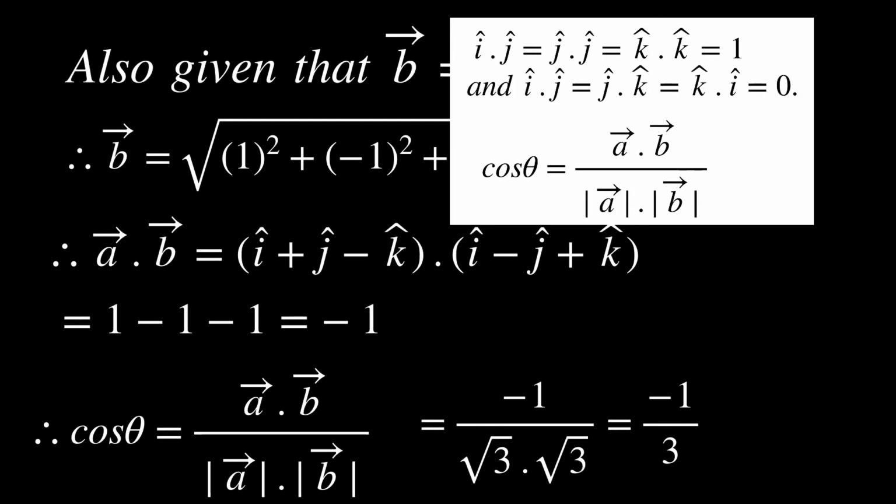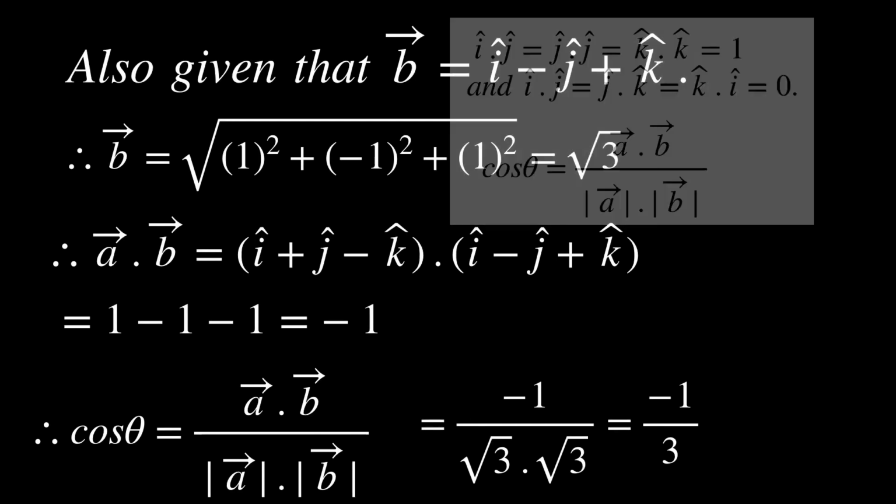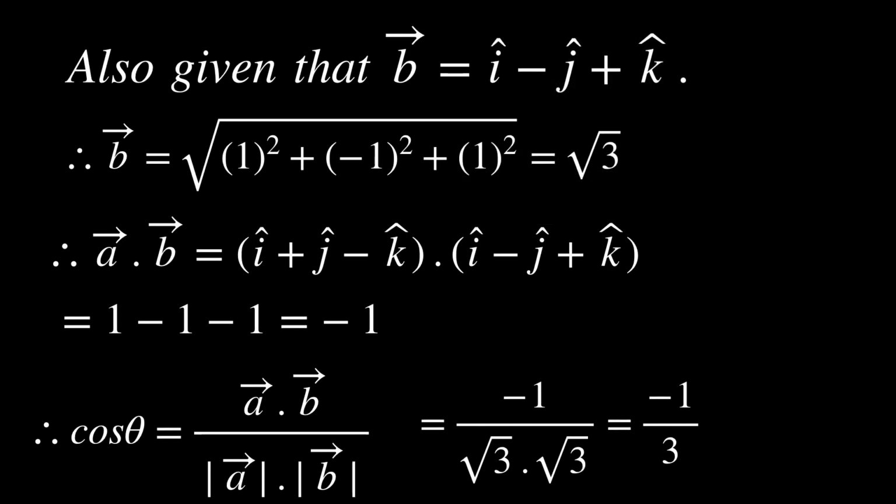We know the dot product of vector A and vector B is given as modulus of A vector into modulus of B vector into cos of the angle between the A vector and B vector. So cos theta is given as vector A dot vector B divided by modulus of A vector into modulus of B vector. Substituting, we get -1 divided by root 3 into root 3, which is equal to -1 by 3.